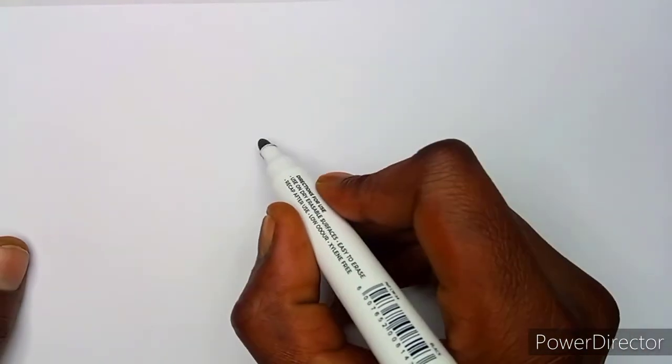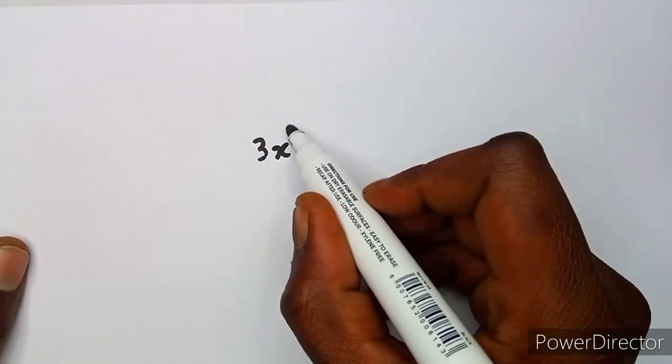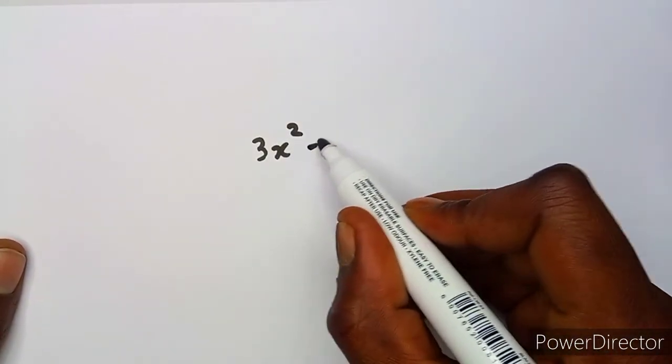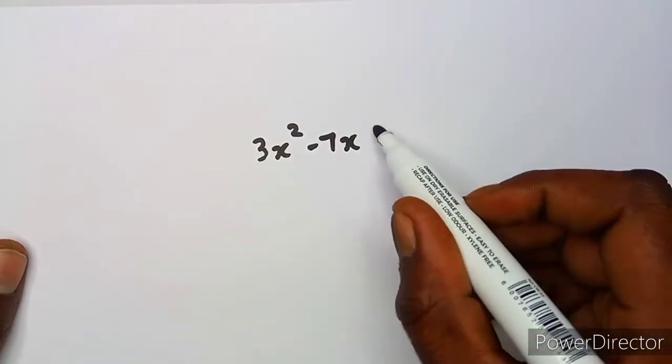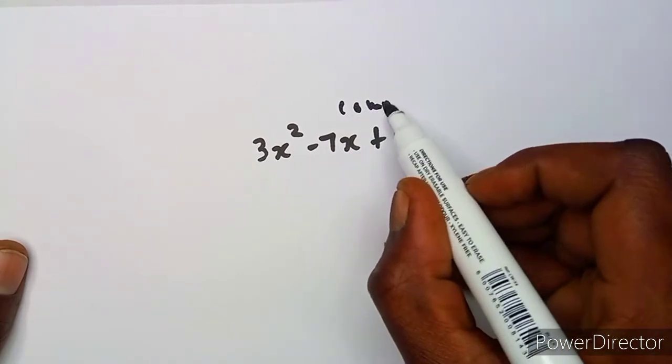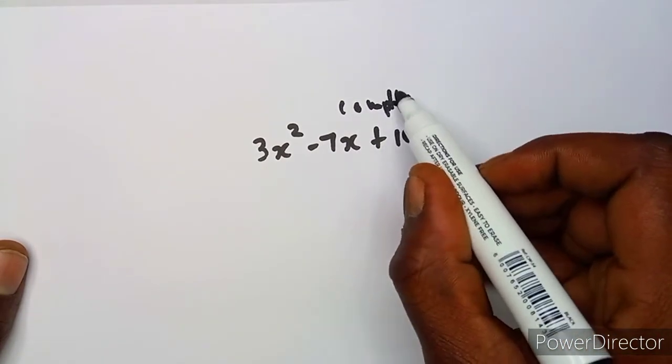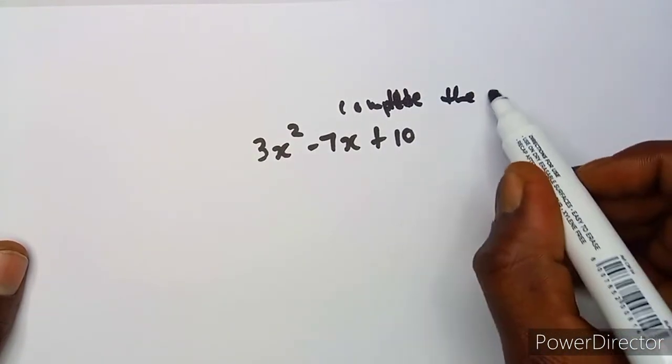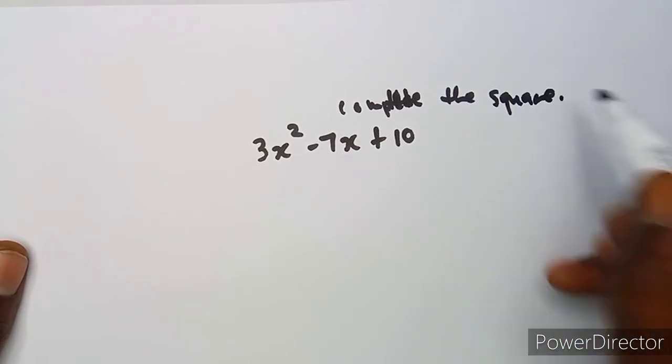Those are the typical questions, guys. Let's just see this one, where we have 3x squared minus 7x plus 10. Complete the square. So still we are completing the square. Complete the square, guys. This is what I'm going to do in this case.